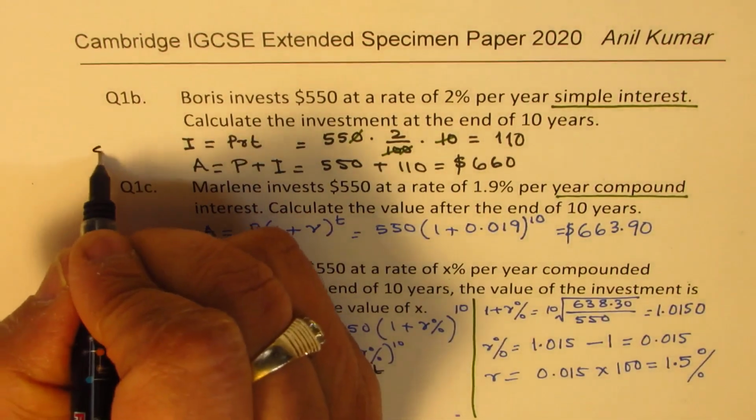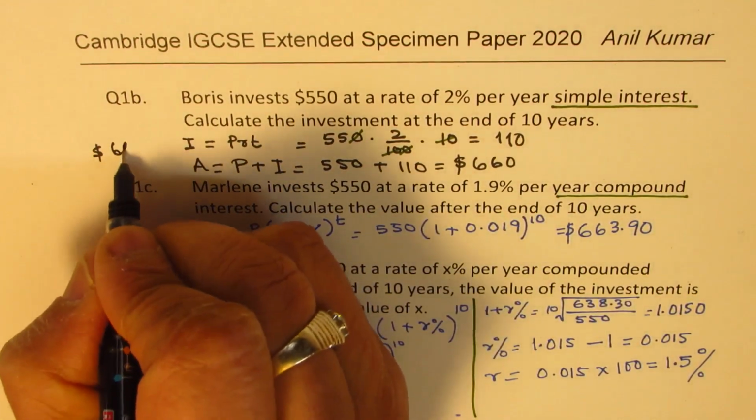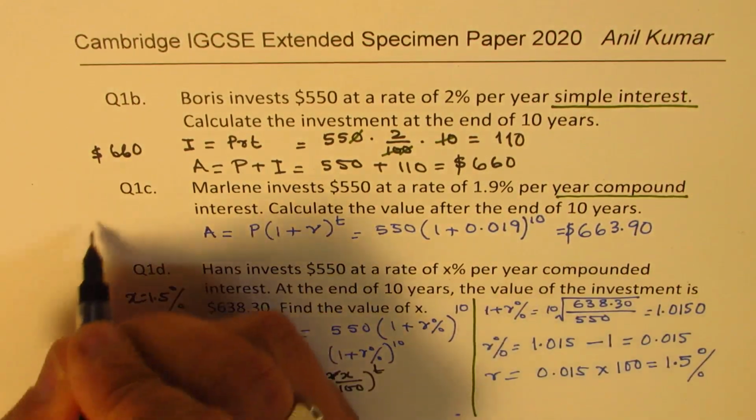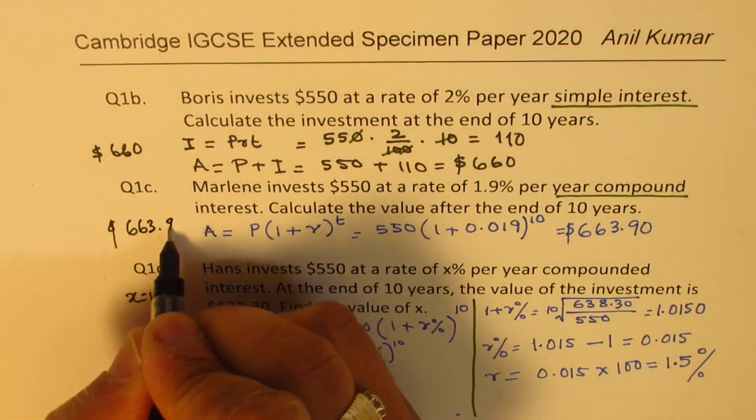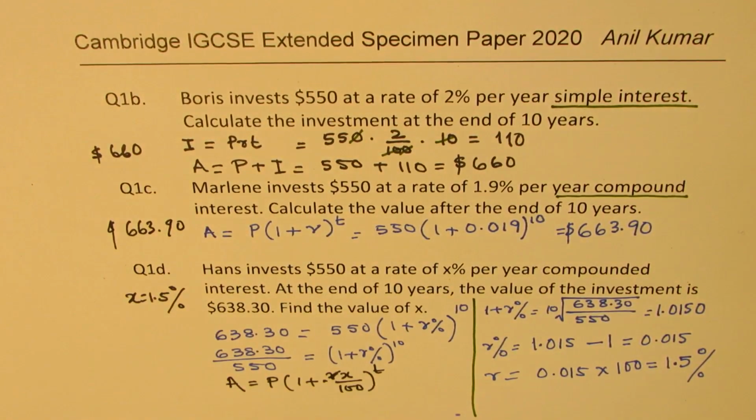Now fill in all the answers correctly. One is $660. The other one is $663.90. So I hope you get it right.